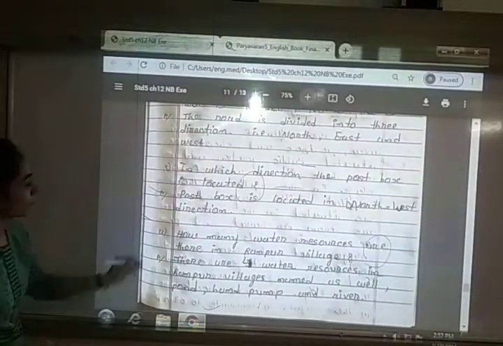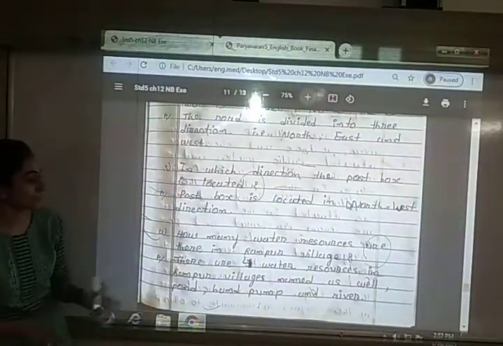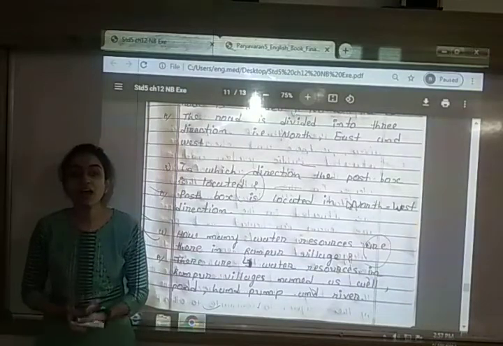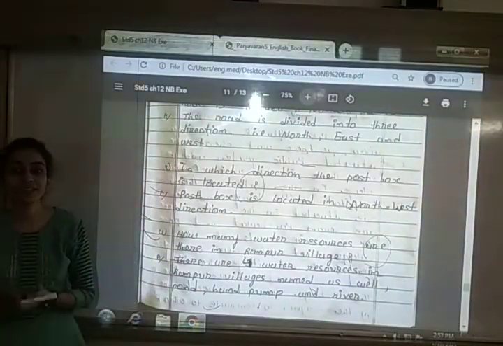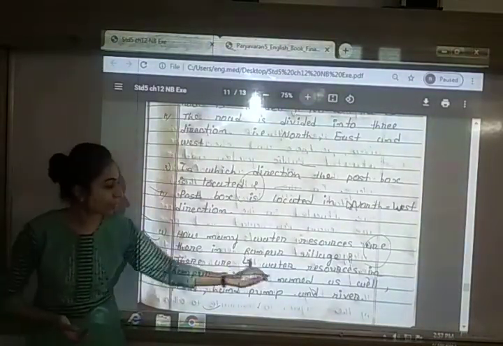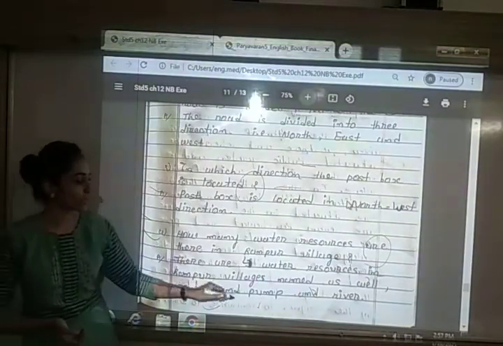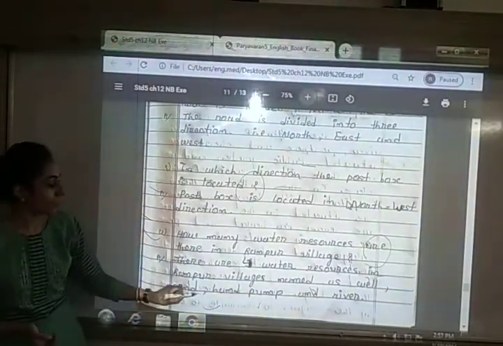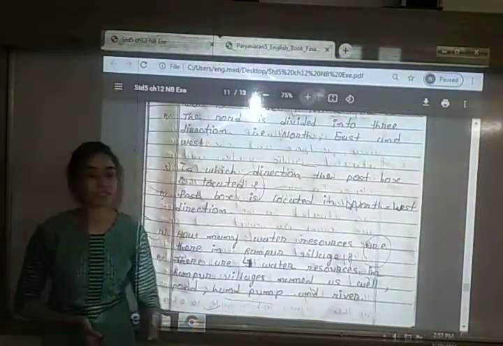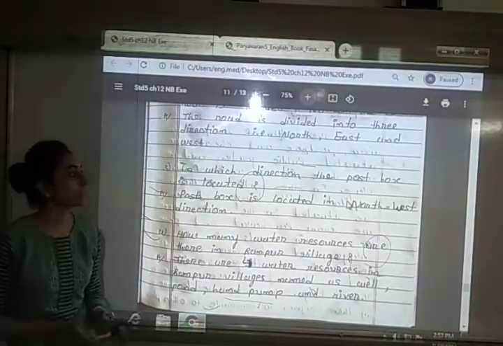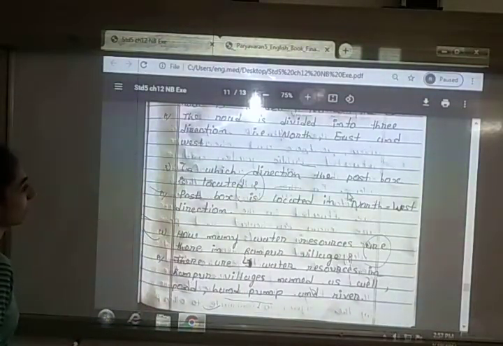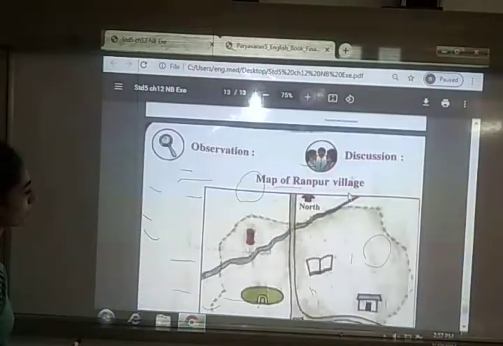Now next is number four. How many water resources are there in Ranpur village? There are 4 water resources in Ranpur village, named as well, pond, hand pump and river. 4 water resources are there. Let me see the names of these 4 water resources.